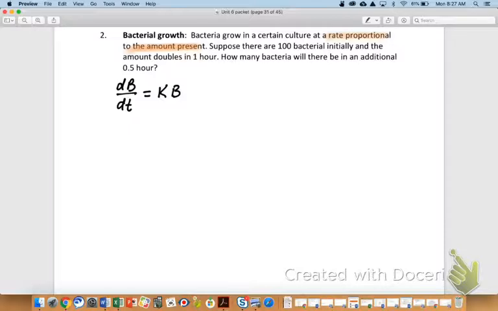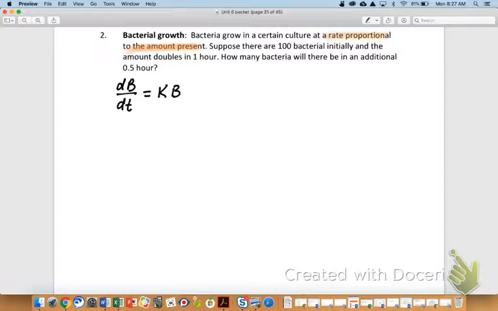Okay, so it says, suppose there were 100 bacteria initially and the amount doubles in 1 hour. How many bacteria will there be in an additional 1 hour? Or excuse me, 0.5 hours, 1/2 hour. So what we need to do here is we need to find the solution curve for B. This will be a nice review of what we did yesterday, but one reminder for you, k is a constant, right? And so we're going to treat it like it's a 3 or a 2/3 or something. So the k is just some number.